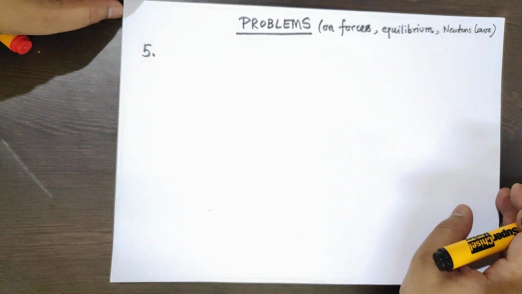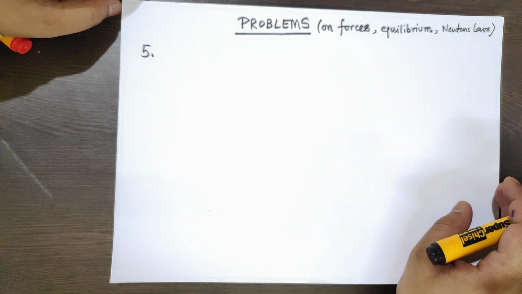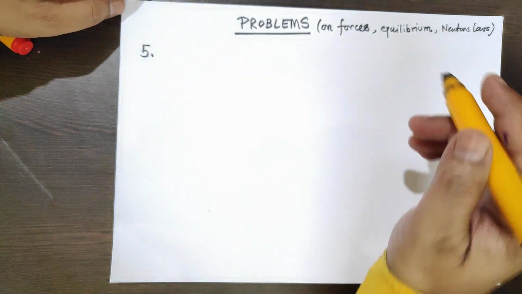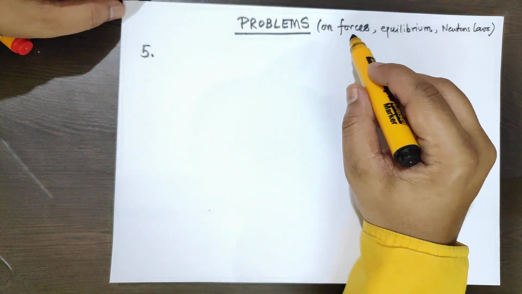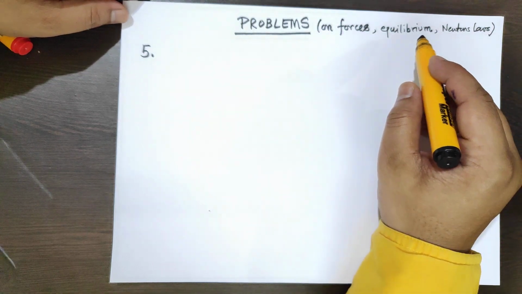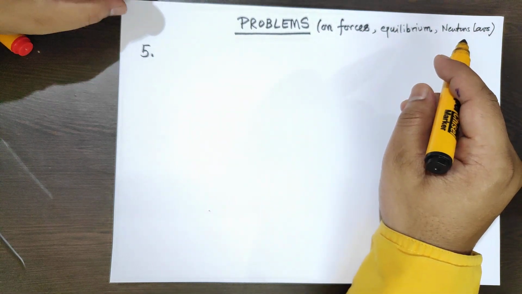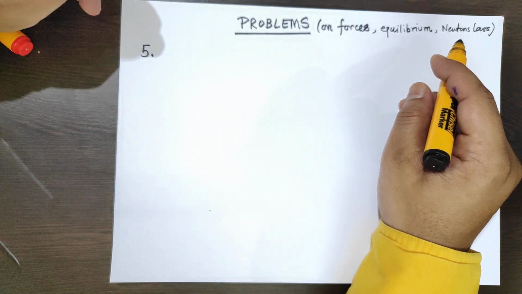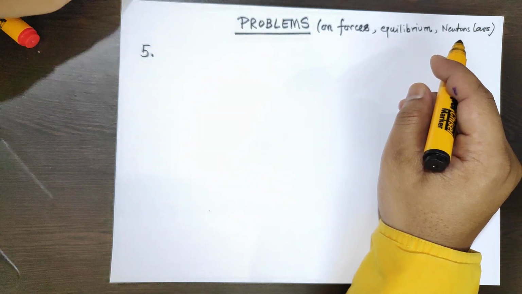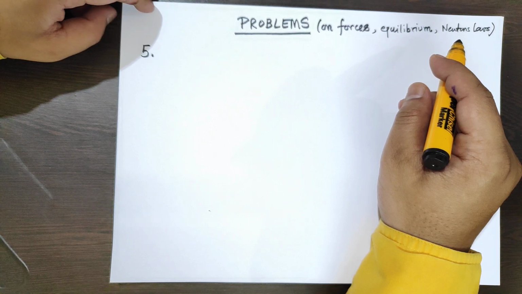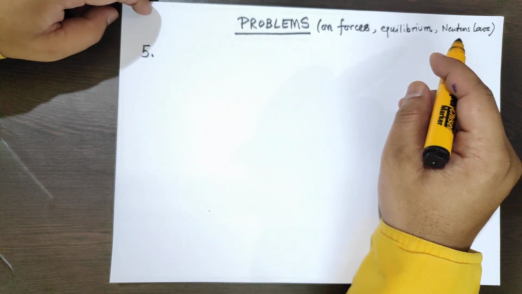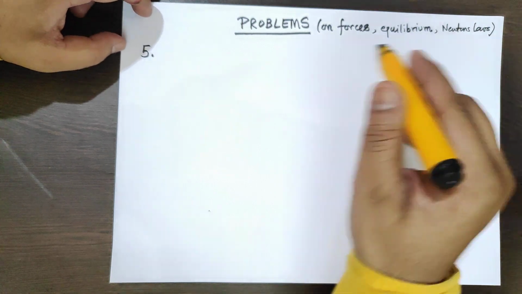Here we'll solve some problems on forces and equilibrium, Newton's law. All of you know that if the total force on a body is equal to zero, it is at rest, or rather on a particle. If the net force on a particle is equal to zero, then it will be in equilibrium.